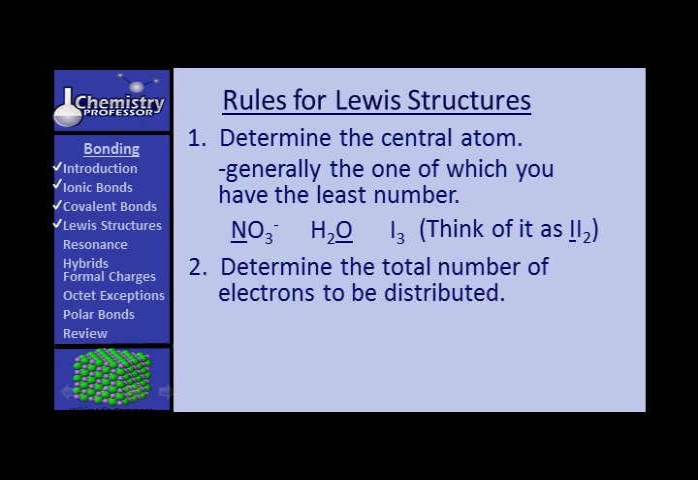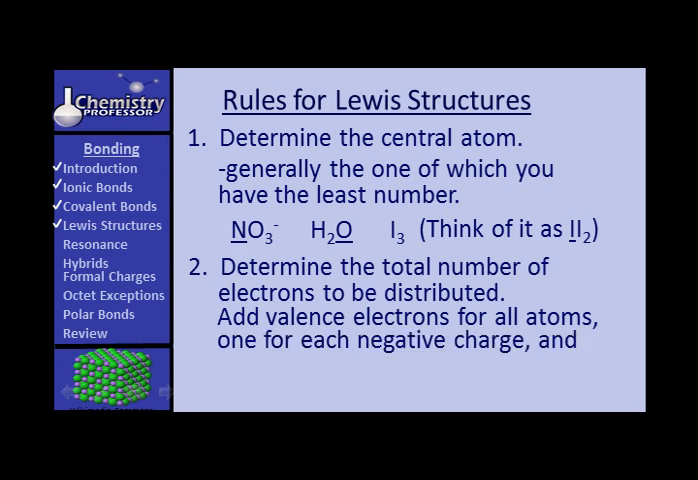Then the next thing you do is determine the total number of electrons to be distributed. How do you do this? You do it this way. You add the valence electrons for all of the atoms. So you go through and you figure up the valence electrons, those outer shell electrons, for all of the atoms. Then you add an additional number, to add 1 for each negative charge. And if you have a positive charge, deduct 1.